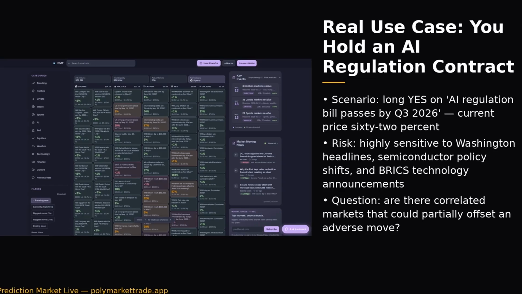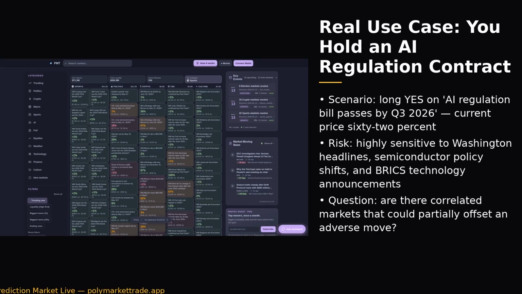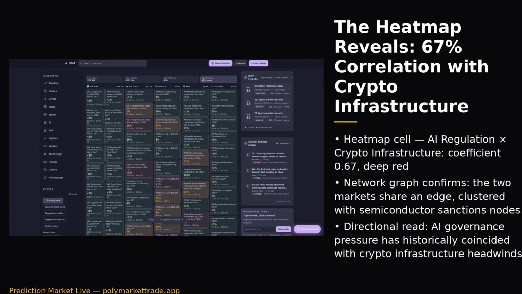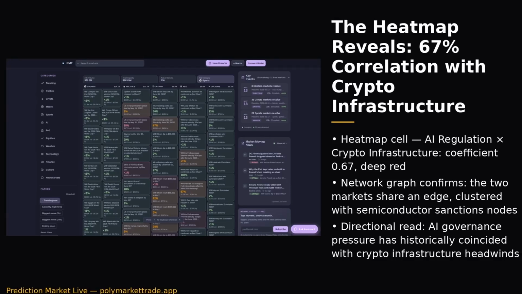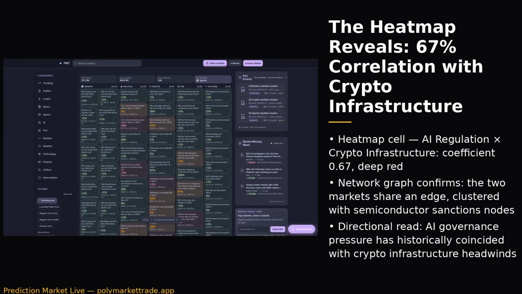The intensity of the color scales with the coefficient. A dark red cell reading 0.8 is a very different statement from a pale pink cell at 0.2. As a beginner, the rule of thumb is straightforward: focus on the deep cells. That is where the analytical structure lives.